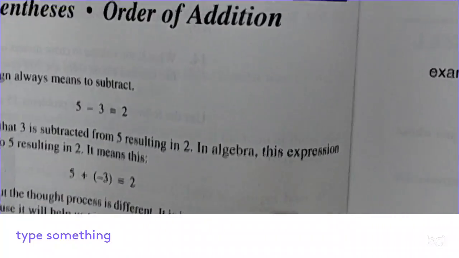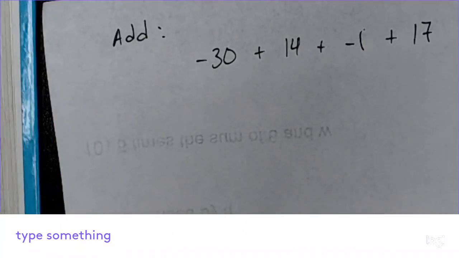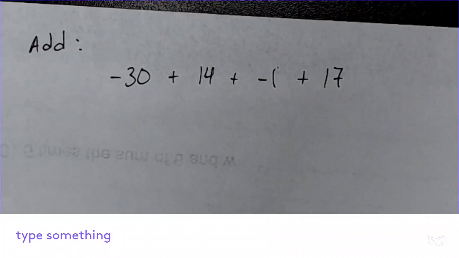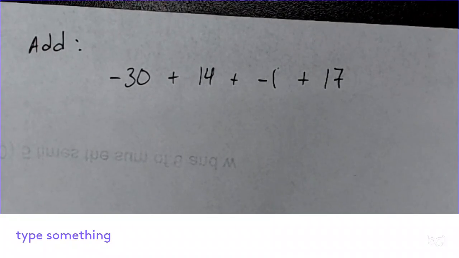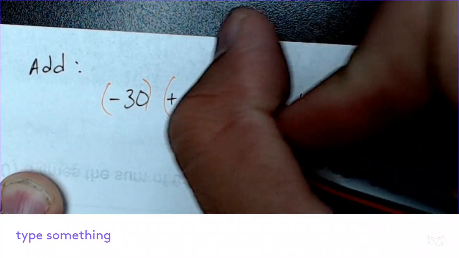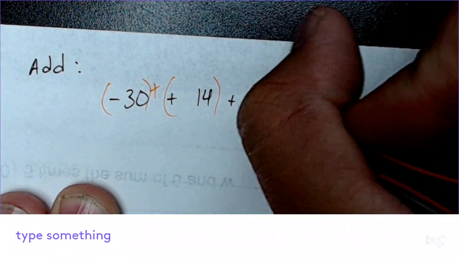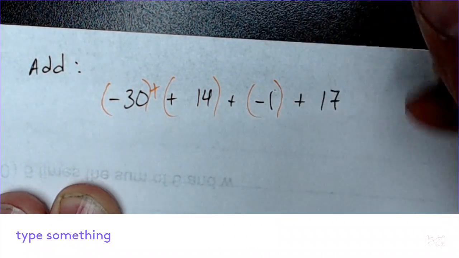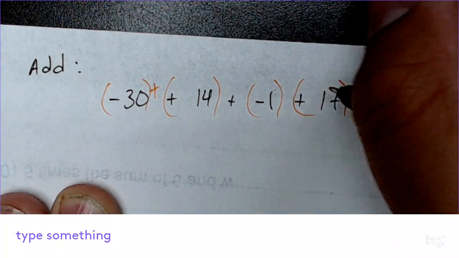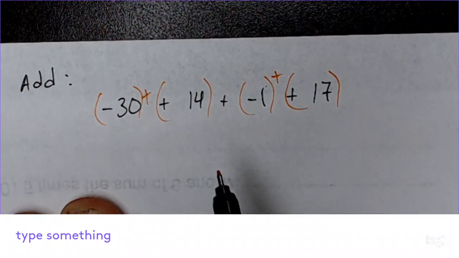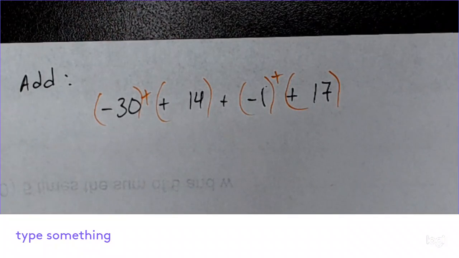Okay? So now that we've got all that learning out of the way, let's go to some practice problems. So we have to add negative 30 plus 14 plus negative 1 plus 17. So let's go ahead and add our parentheses. So remember, I'm going to put parentheses around the number and the sign. I'll put parentheses around the 14 and the plus sign, and then I mentally add a plus sign there. I'll put parentheses around the negative 1. Hey, that plus sign's already there. Cool. I'll put parentheses around the positive 17, and I add a plus sign, right? Notice I'm just adding a plus sign above. That's a good way to do it.